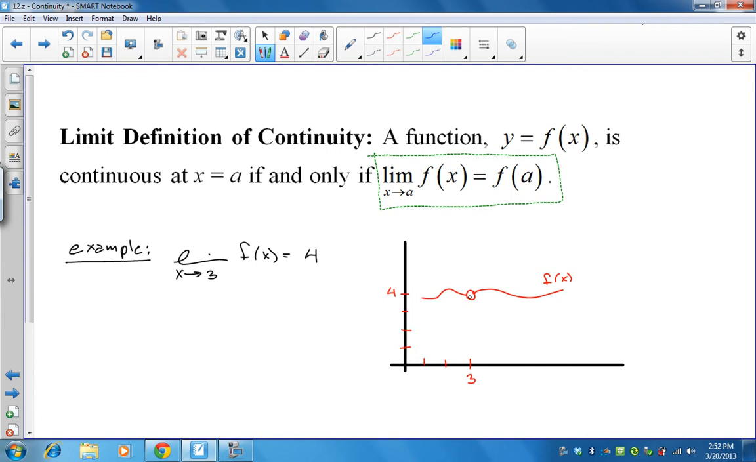So to make this a continuous function, you have to fill in that hole. And the way I fill in that hole is I make sure that it's known that f of 3 is equal to 4 also. F of 3 means that's what's happening when x equals 3. So if f of 3 is equal to 4, then that fills in the hole, and now my function is continuous. So that's what this thing is saying right here. If the limit as you approach a number is the same thing as f of the number, then you have a continuous function.